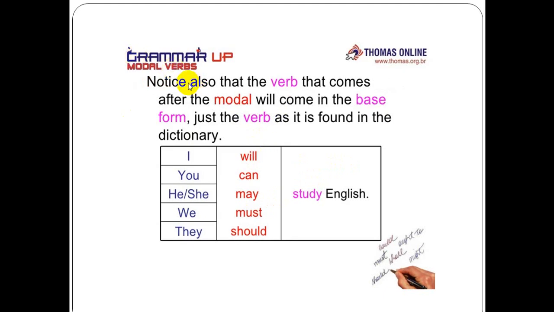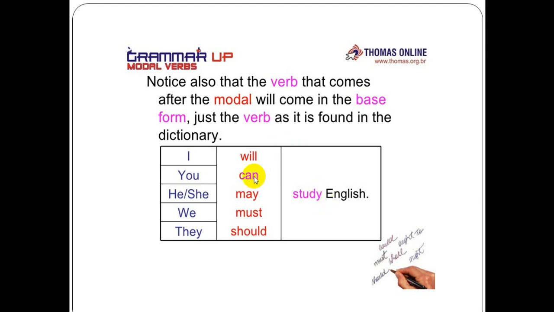Here it's very necessary to notice that the verb that comes after the modal verb will come in the past form, the infinitive without to. The base form of the verb, without to, without ing, without s, without anything, just the verb as it is found in the dictionary.